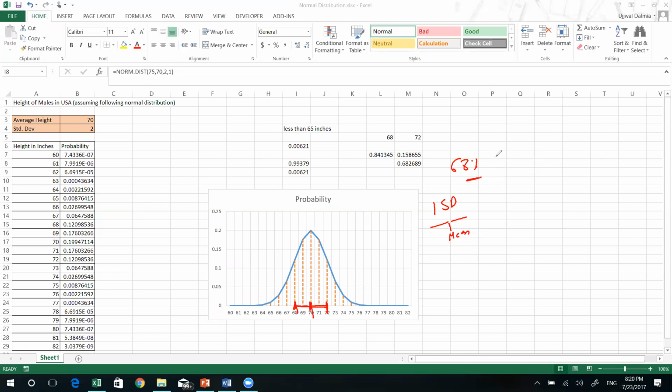The next point to that rule is after 68 we have 95, which means if I have to find out the probability for a US male to have height 2 standard deviations away from the mean, that is between 66 and 74, because 66 and 74 are 2 standard deviations away from 70. So the probability for the US male to have height between 66 and 74 is 95%. Is this clear?